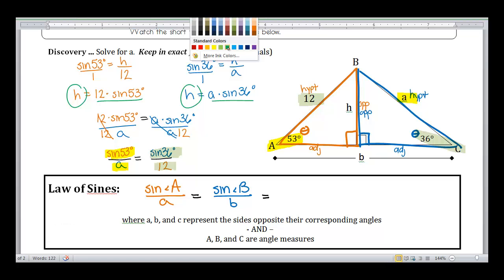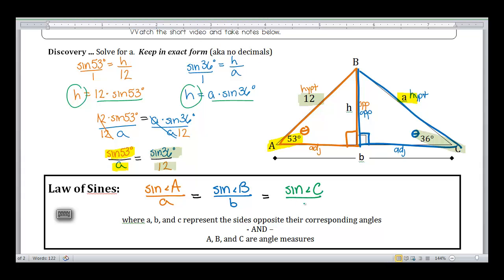Or you could even have the sine of angle C divided by side C. What's basically important to remember is that you always want to take the sine of an angle and divide it by its opposite side. Do that for any two and you'll have a proportion you could cross multiply and solve. So let's go ahead and try this in an example now.